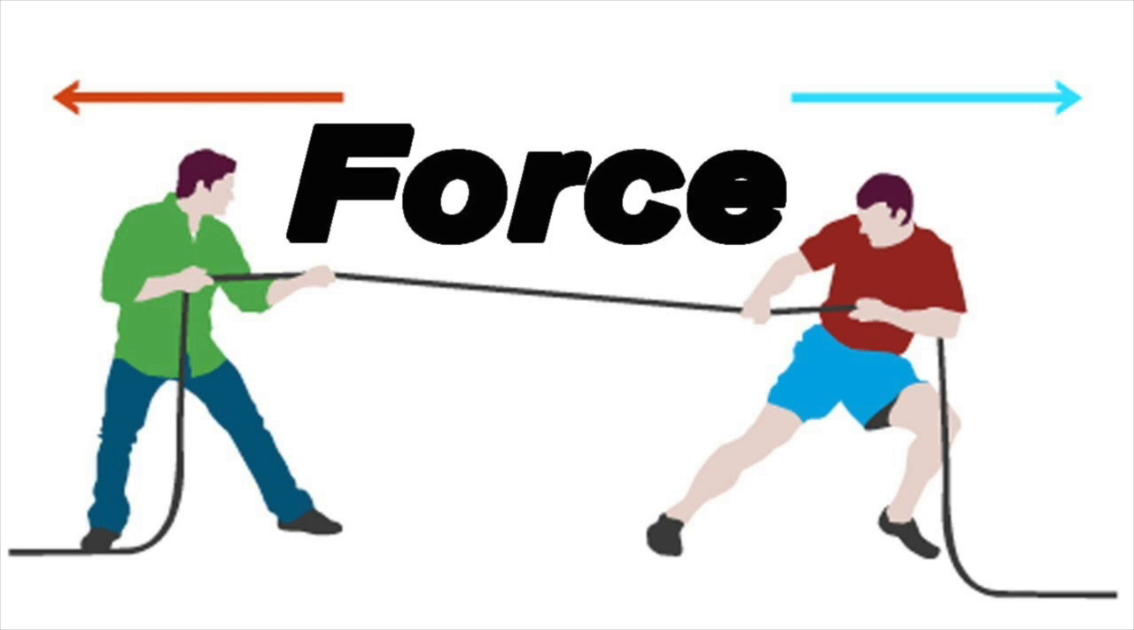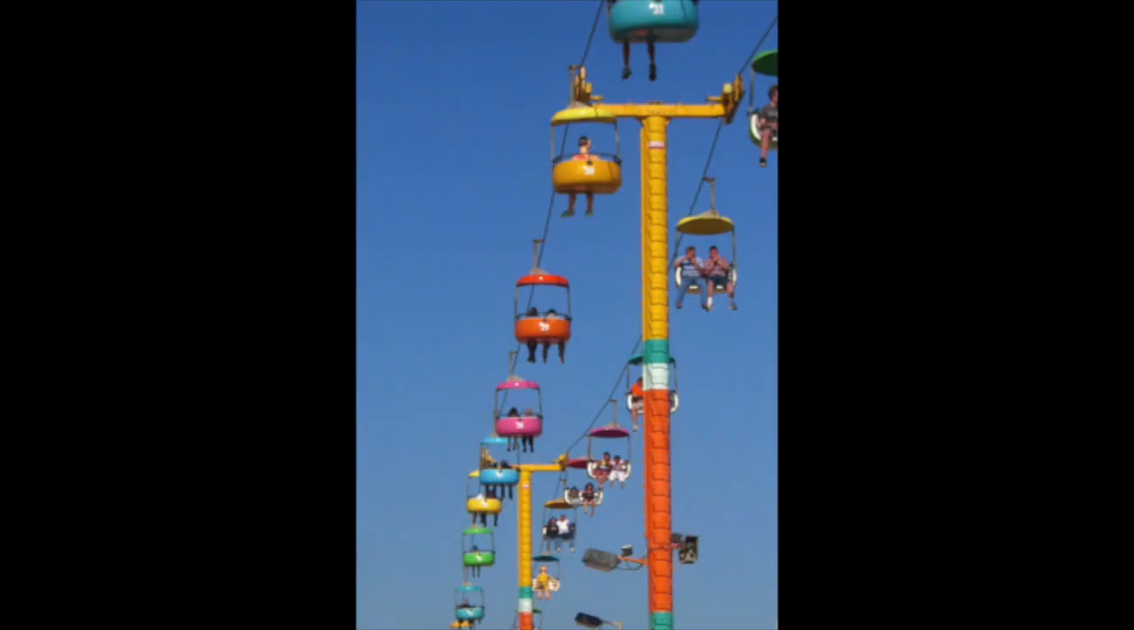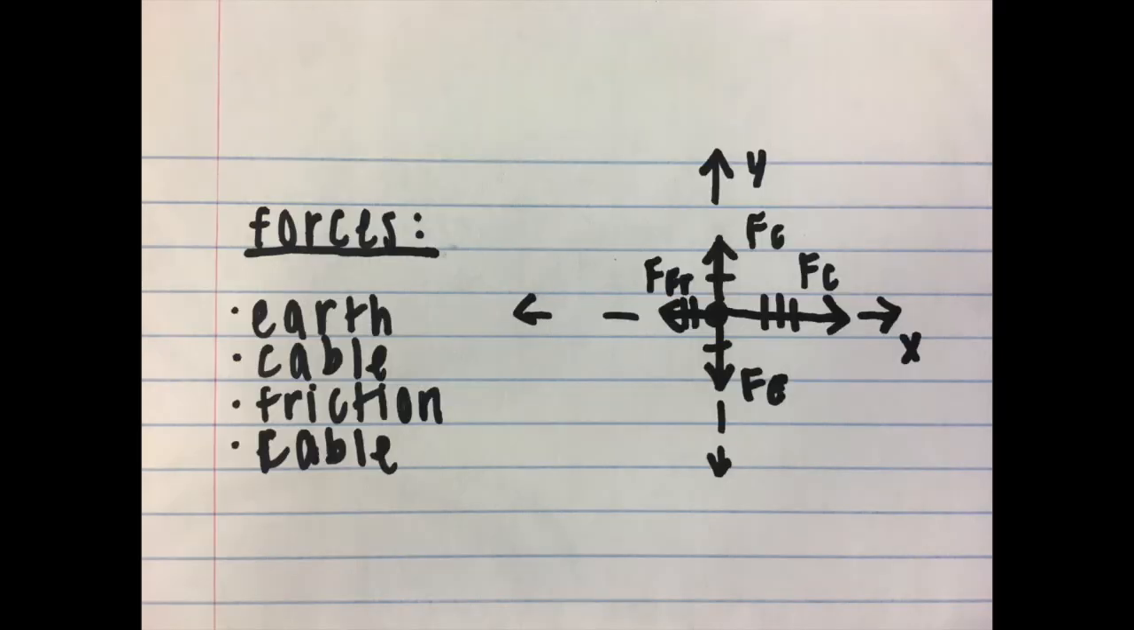Force is the strength or energy of any physical action or movement, an example being a push or a pull. The forces acting on an object can be demonstrated with a force diagram, labeled with arrows that represent the forces acting upon the object. Here you see the gondolas at the boardwalk, which have four forces acting on them: the force of earth, the force of the cable, the force of friction, and the force of the cable again in the horizontal direction. It looks like this.